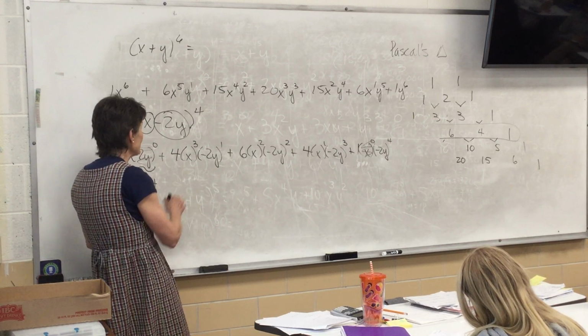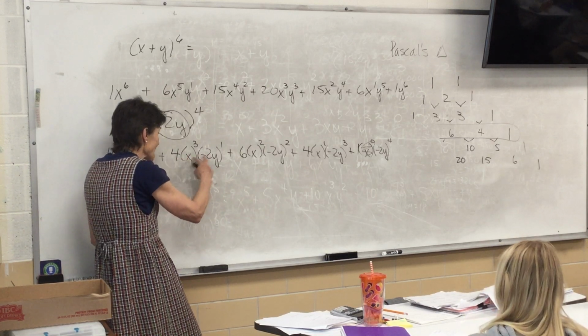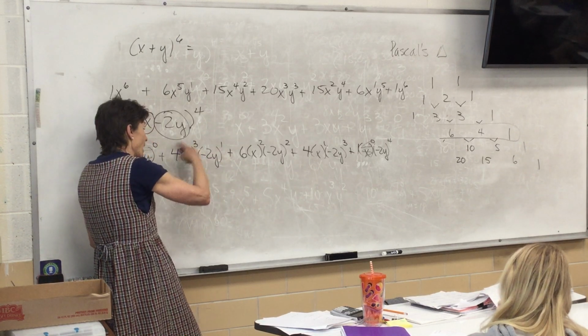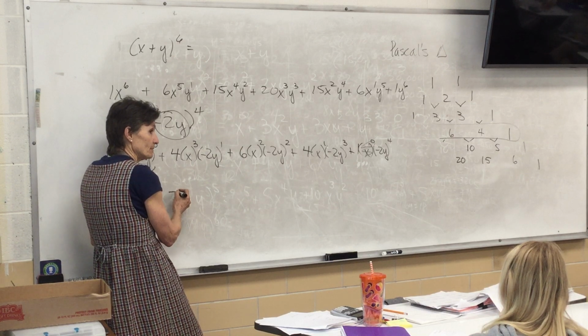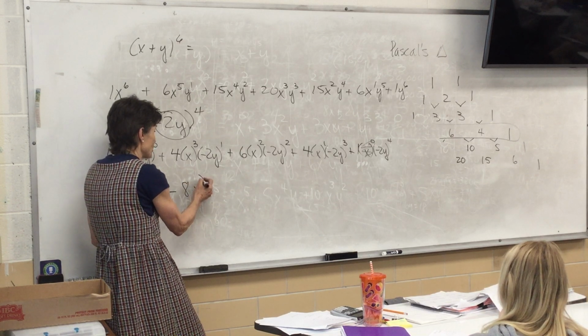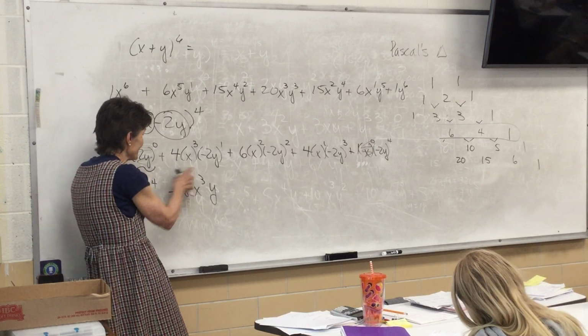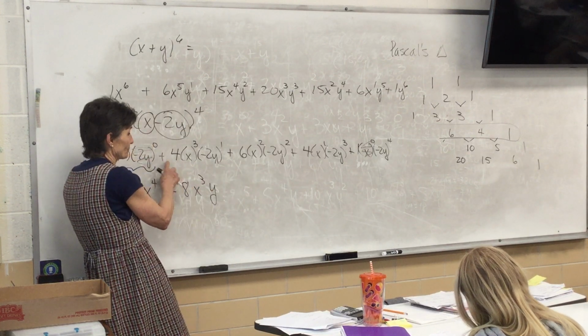Now the next one, this is not a subtraction. This is multiplication. So what am I going to get here when I multiply all that together? Negative 8 x cubed y. So my second term is negative 8 x cubed y. This is all multiply.